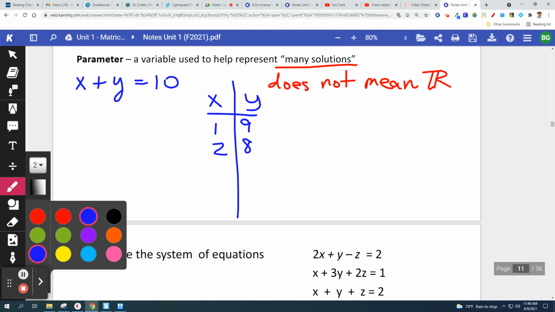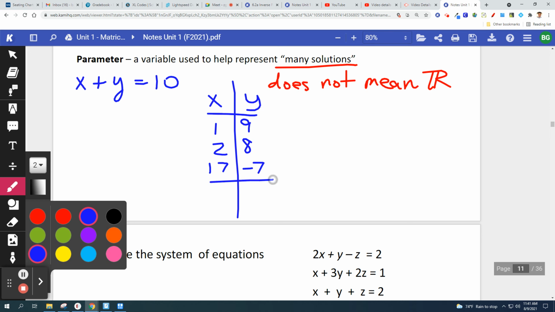If x was 17, then y must equal -7 in order to make those two things add up to 10, right? And I could go on and on and on forever and come up with many, many, many of these solutions, right? But I don't want to. I don't want to list them all out. I don't want to go write down forever. And so we use a parameter to come up with a formula for the solutions.